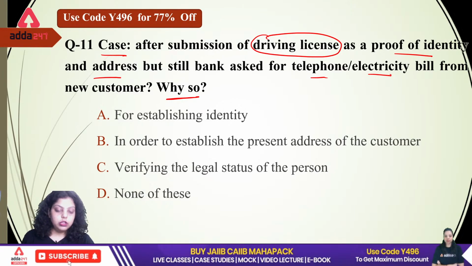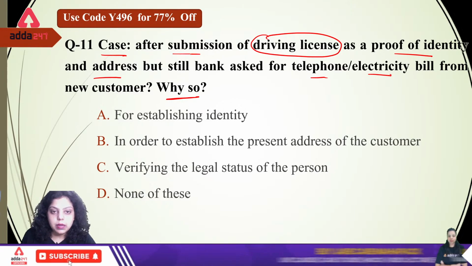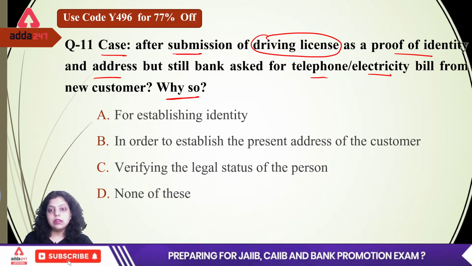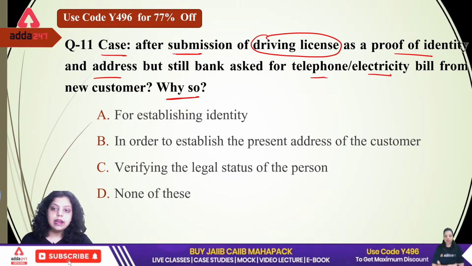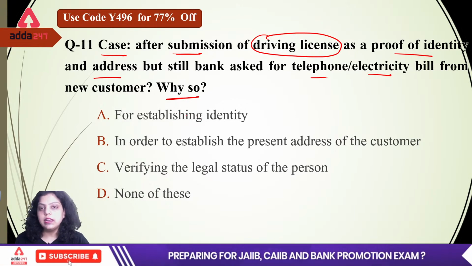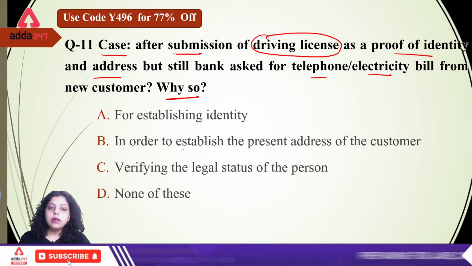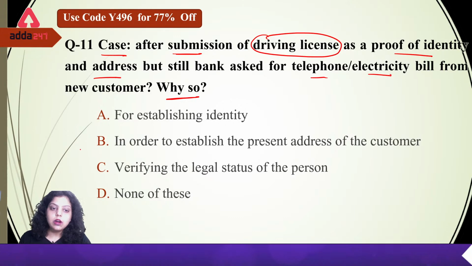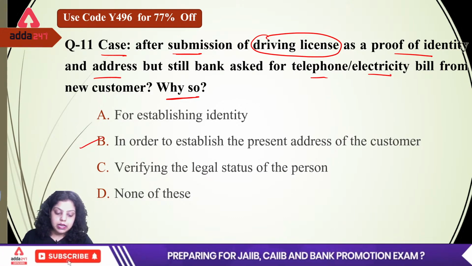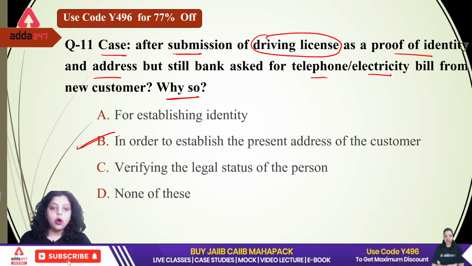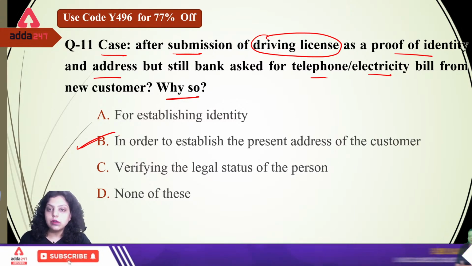Okay. So the question is asking that whenever we have submitted the driving license as proof of identity and address, but the bank is still asking for the telephone and electricity bill from the new customer, why is the bank doing so? Is it for establishing the identity? No, you have already established the identity by having a driving license. Now, in order to establish the present address of the customer, that is true. It wants to find out whether the address you have given is your present address or not. So the right answer will be B, that is, in order to establish the present address of the customer.